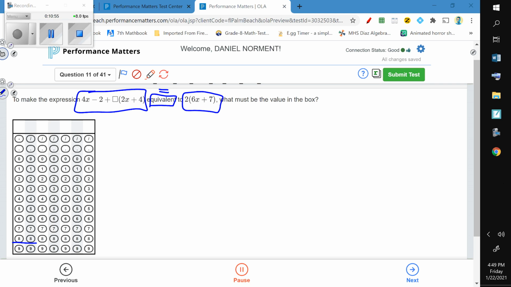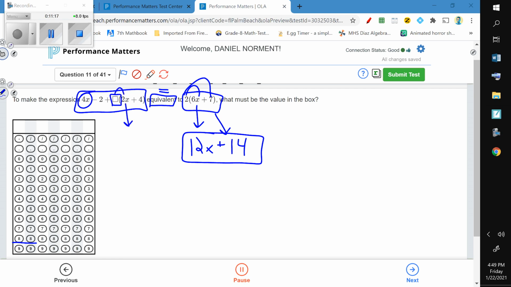So the best way to solve this is to distribute. 2 times 6x is 12x. 2 times 7 is 14. Don't forget to bring the plus down. So we want what's on the left to equal 12x plus 14. And notice, there's a 4x, and this is going to be a number that you're going to multiply times 2x. So where am I going with this? You're going to take 4x, and I'm going to highlight.